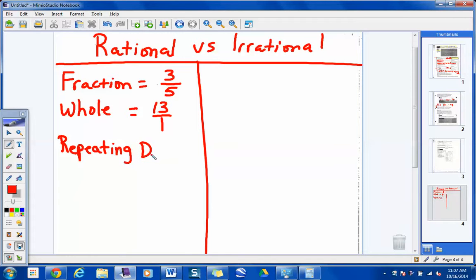Do this for me, please. First of all, I'm going to give you an example of a repeating decimal right here.